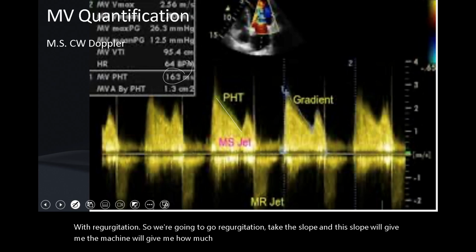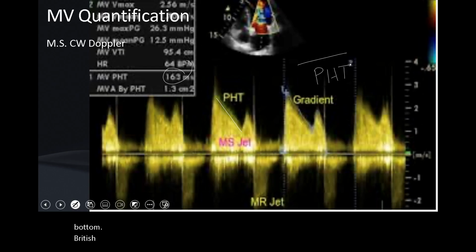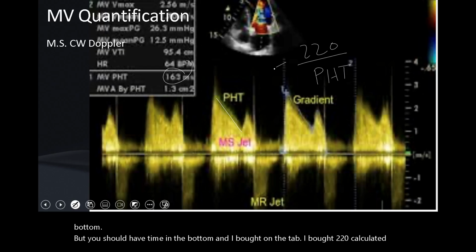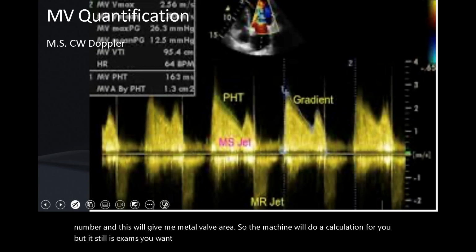I take this number, put it in the bottom, pressure half time in the bottom, and I put on the top 220, the calculated number, and this will give me the mitral valve area. So the machine will do a calculation for you, but still in the exams, they want you to know that you know how to do it. So we're gonna see what's the slope here.